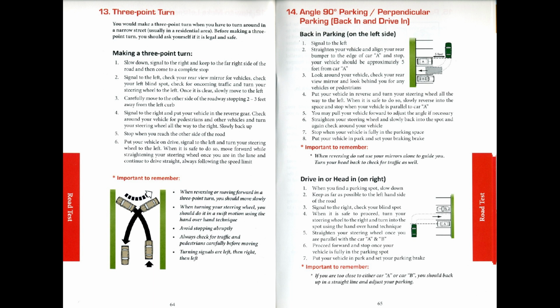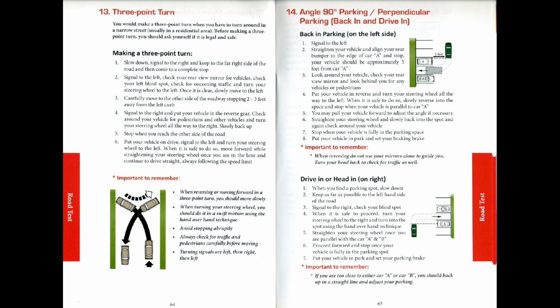Signal to the left. Straighten your vehicle and align your rear bumper to the edge of car A and stop. Your vehicle should be approximately 5 feet from car A. Look around your vehicle, check your rear view mirror and look behind you for any vehicles or pedestrians.